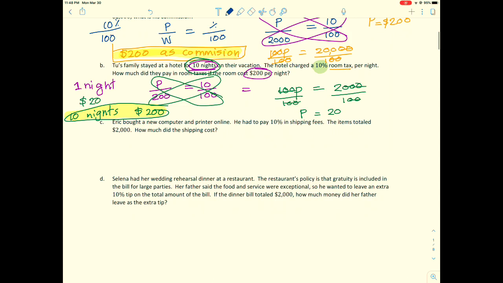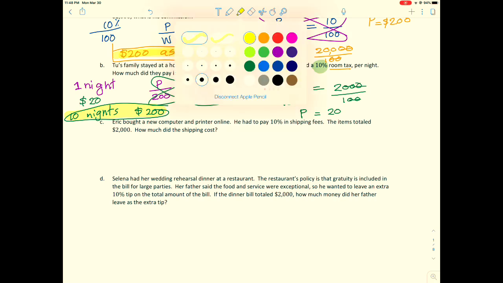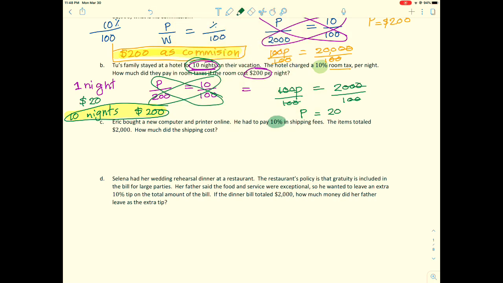Okay, next question. Eric bought a new computer and printer online. He had to pay 10% in shipping fees. Notice they're all 10%. The items, so let's highlight this in a different color, 10% in shipping fees. The items totaled $200. Sorry, $2,000. All right, let's see how much did he pay in shipping cost.